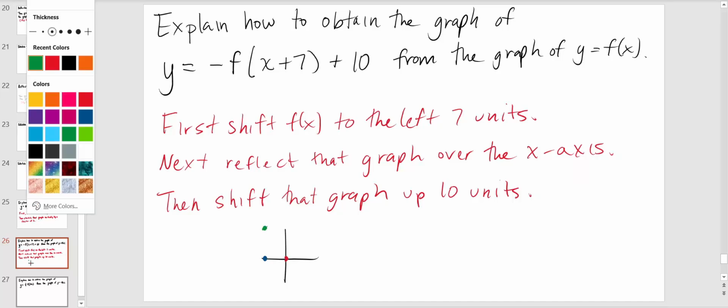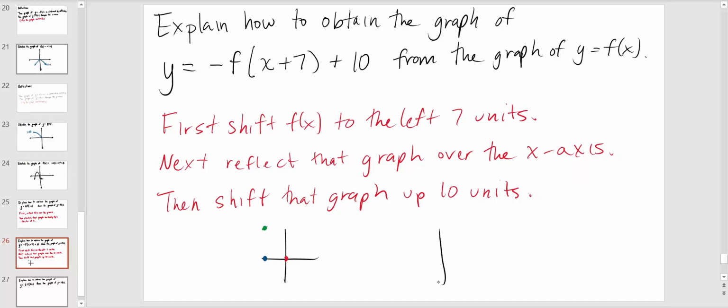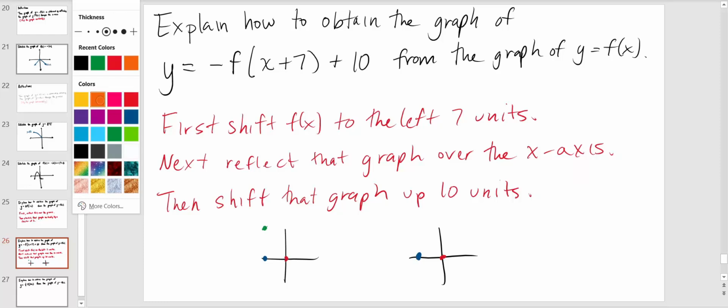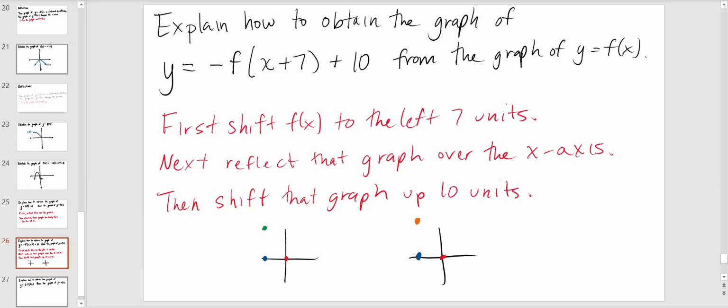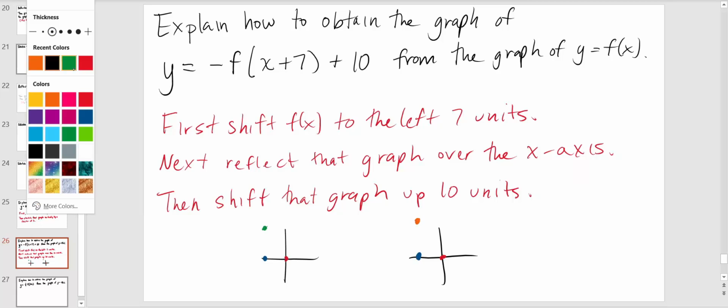Let me do the same thing, but in the wrong order. I'm going to start with a point at 0, 0. I'm going to shift that graph 7 units to the left, fine. Then I'm going to shift that graph up 10 units. Let me use an intermediate color like orange. Then for my final point, I reflect that over the x-axis and I wind up down here.